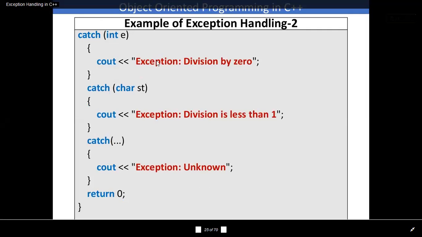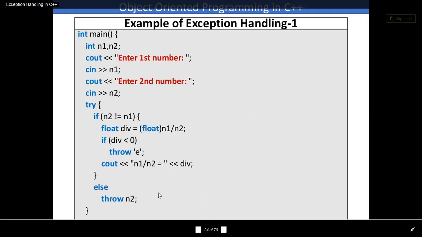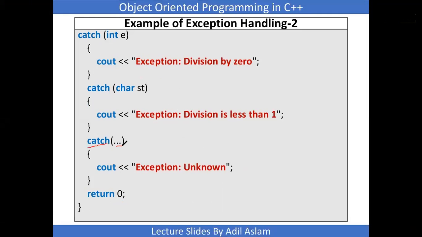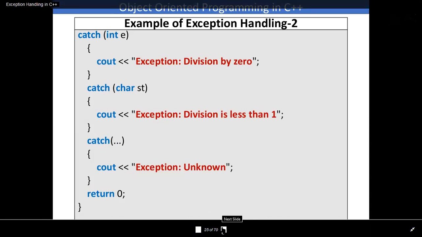Now you see the first one. The first one we have integer e. So what does it do? Whenever we throw e, what happens? It comes to here. So it's exception division by 0. It can happen that you are passing a character, or you're passing a value that is less than 1. So it will be another exception. And finally, it might happen that you don't know about the exception. In that case, we use a catch block with 3 dots, and then we write exception unknown, meaning we don't know which type of exception this is, but we know this is an error. It was not supposed to happen.